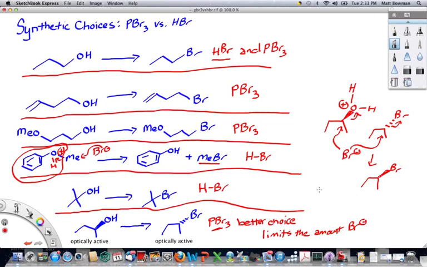As a result, HBr can actually lose optical activity. You don't get a total loss of optical activity because this is still minor, but you can get some. PBr3 has less loss of optical activity because the amount of Br minus present at any one time is severely limited.